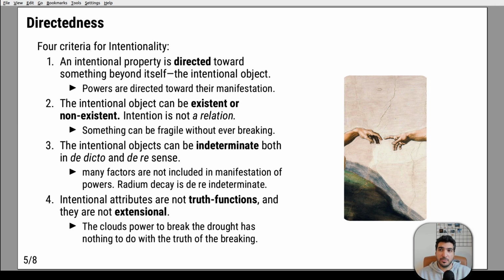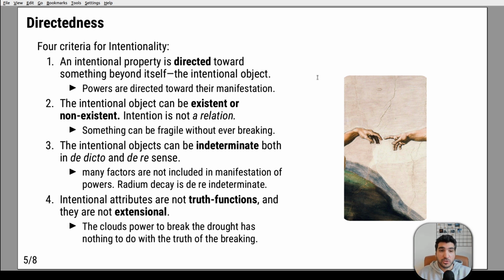And here we're talking about powers directed toward their manifestation. The intentional object can exist or not exist, it's the same thing. Something can be fragile without ever breaking. So the breaking of the glass may never exist, yet the power of the glass to be fragile, to break easily, that's a direction that it can have. So in the same sense, it's not a relation, it's just a direction.